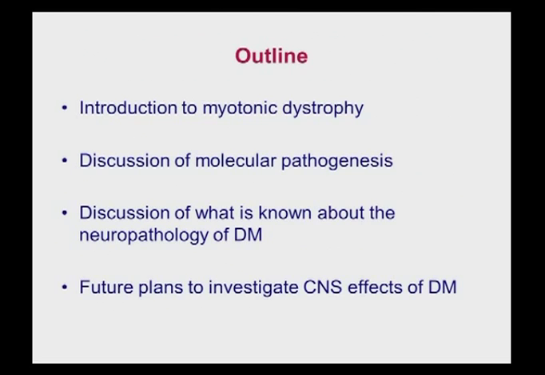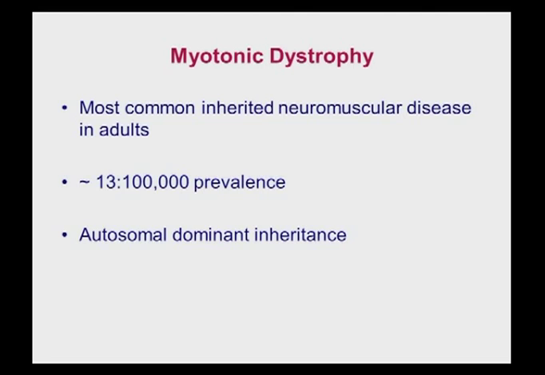So we'll start off just with an introduction to the disease process, and then talk a bit about molecular pathogenesis, and then what's known about the neuropathology, and then a little bit about what we're doing and trying to do in the future. So myotonic dystrophy is actually one of the most common of the inherited muscular dystrophies.